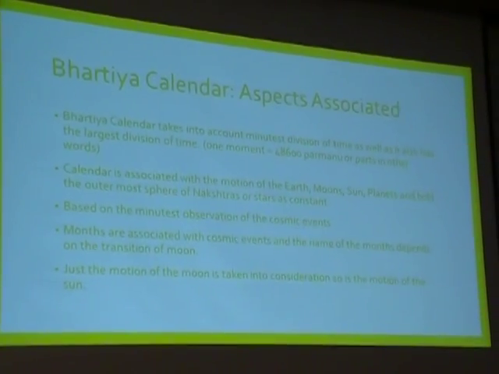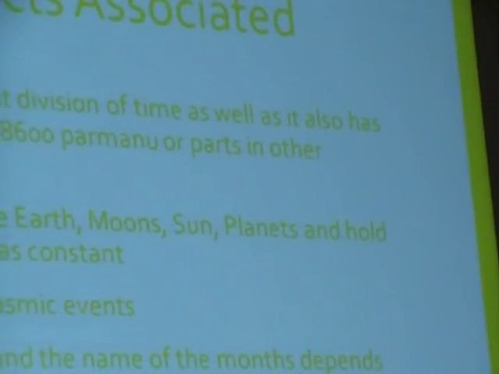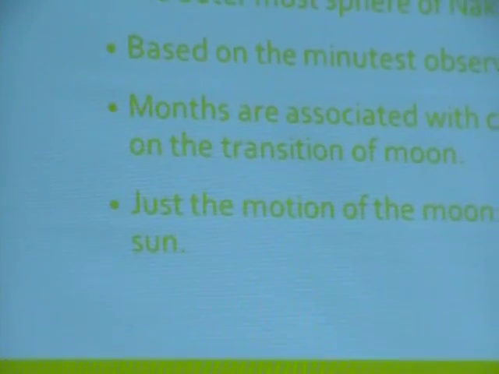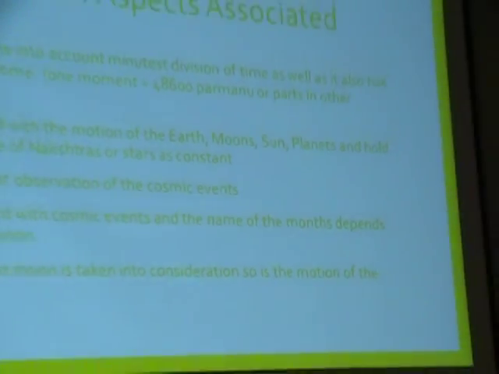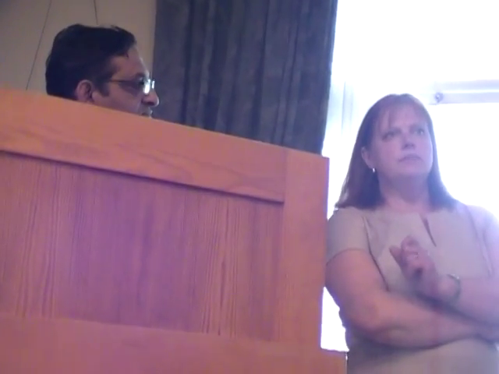To sum up, I have made the following points in my presentation. The Indian calendar has the minutest division of time and the largest unit of time. The calendar is associated with the motion of the earth, moon, sun, planets, and holds the outermost sphere of nakshatra as constant.